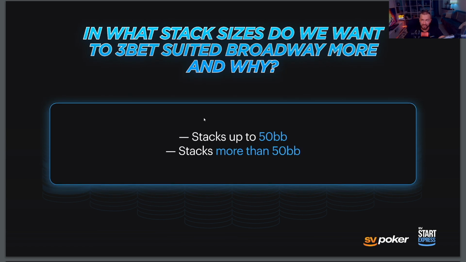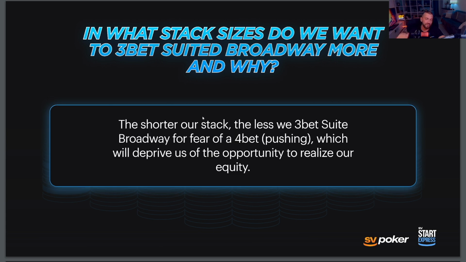So, if you remember the charts, try to ask yourself a question: in which stack sizes do you want to 3-bet suited Broadway more and why? Pause the video, think a little. Alright, if you remember correctly from previous lectures, you know that the lesser stack size we have, the more often we will get 4-bet jams. So in these scenarios, we do not want to lose our equity. If we have a stack size less than 50 big blinds, we tend to 3-bet less with suited Broadway hands. And if we have more than 50, we are more free to do it.